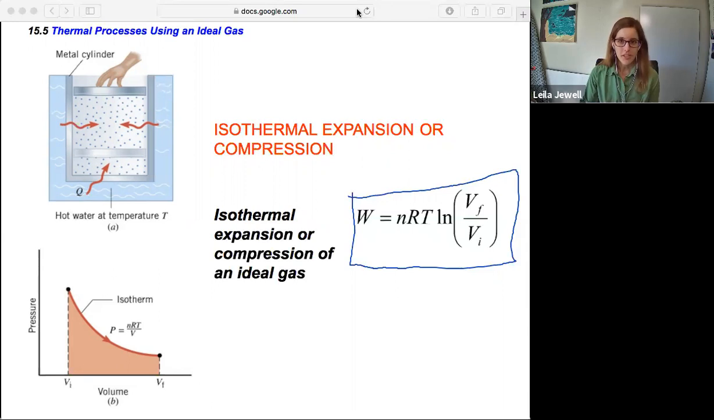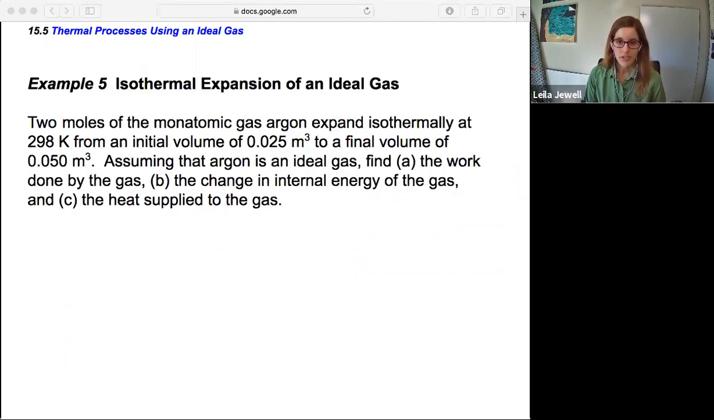So let's take a look at this in practice. Isothermal expansion of an ideal gas. 2 moles of the monatomic gas argon expand isothermally. That's our key clue, right? They mention it in the problem, isothermal. Ding! That's something we want to key into. At 298 Kelvin, from an initial volume of 0.025 cubic meters to a final volume of 0.050 cubic meters.